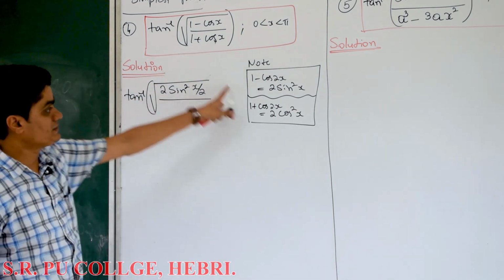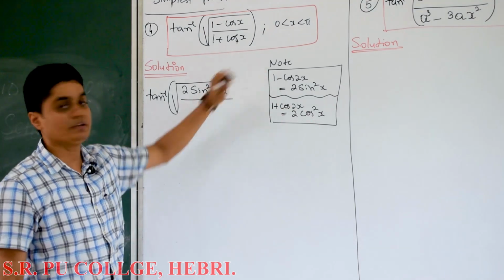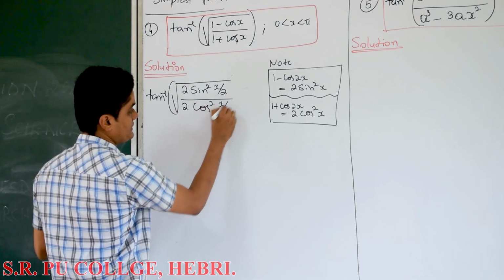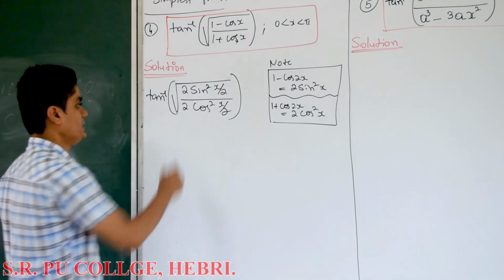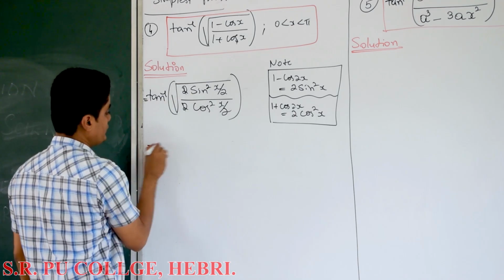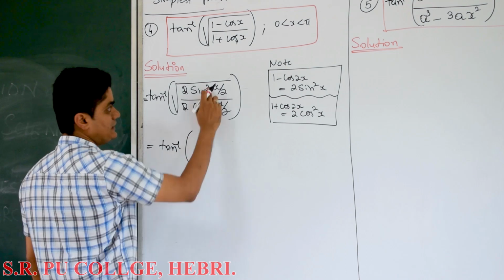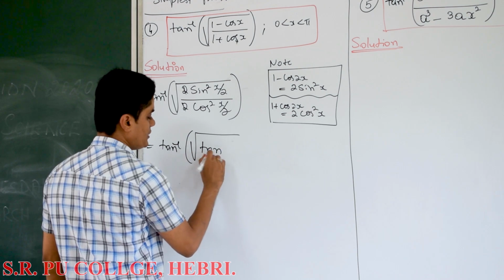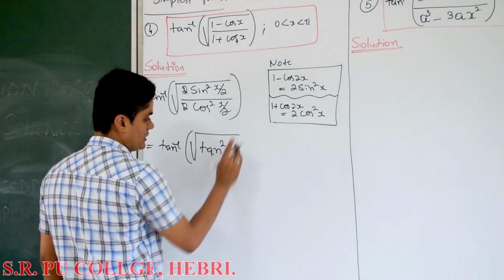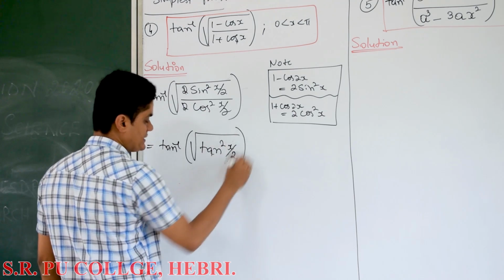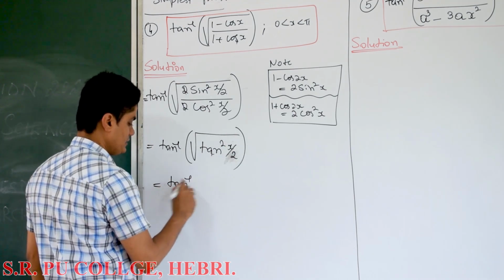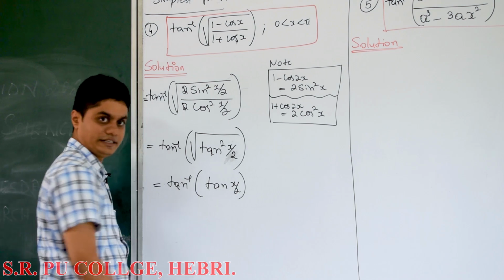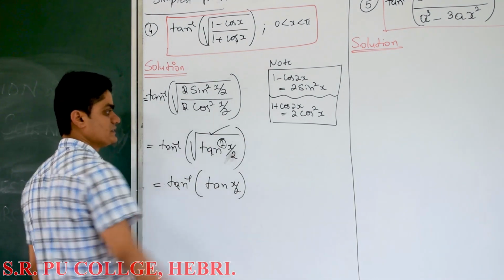Divided by 1 plus cos 2x, 2 cos square x. In 1 plus cos x, the 2x becomes x, and x becomes x by 2. Everything else remains the same, right? I hope you understood? So 2 cancels. So this is equal to tan inverse of root of sin square theta by cos square theta. What is sin square theta by cos square theta? Tan square theta. What is theta here? X by 2. So you will get a perfect square inside the square root. So the square root gets cancelled. So you will get tan inverse of tan x by 2.